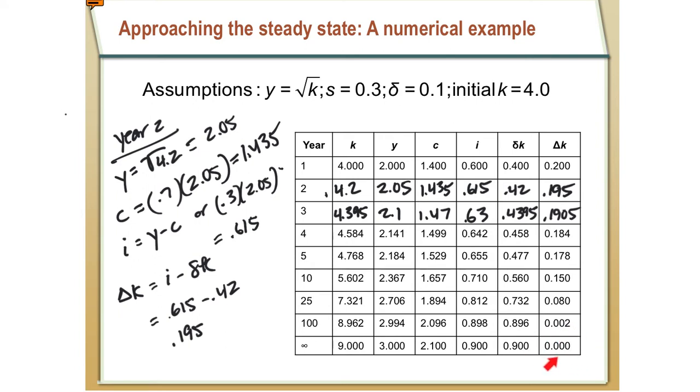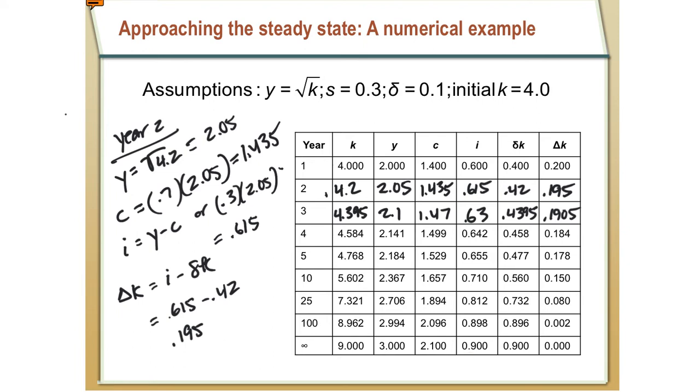So remember, the definition of steady state is when the capital stock is no longer changing, delta k is equal to 0. So the steady state value of capital per worker, for this example, would be 9 units. Steady state income or output, however you want to think about it, is 3 units. Steady state consumption is 2.1, and steady state investment is 0.9 units.